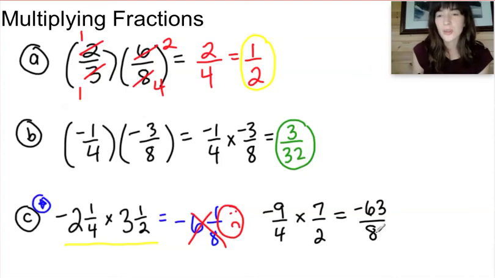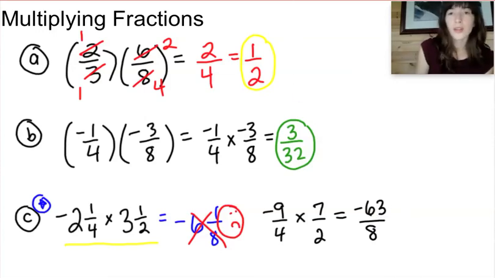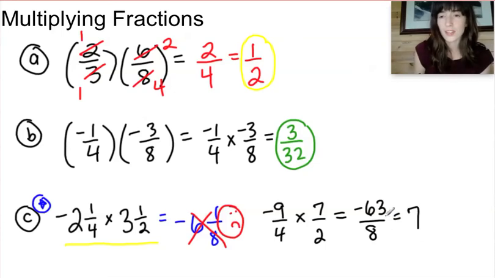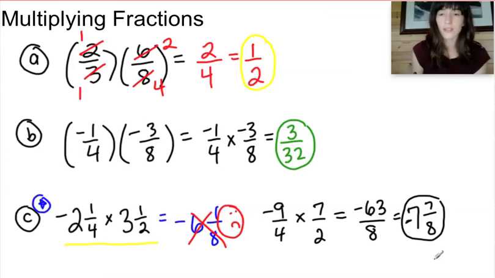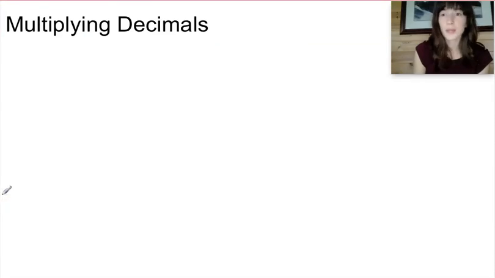Okay, so 8 goes into 63. Well, I know 8 times 8 is 64. So 8 goes into 63 7 times, and that's 56, which leaves 7 left over, and I forgot my little negative symbol there, so -7 and 7/8 should be our answer. Cool? All right. Last one, multiplying decimals.